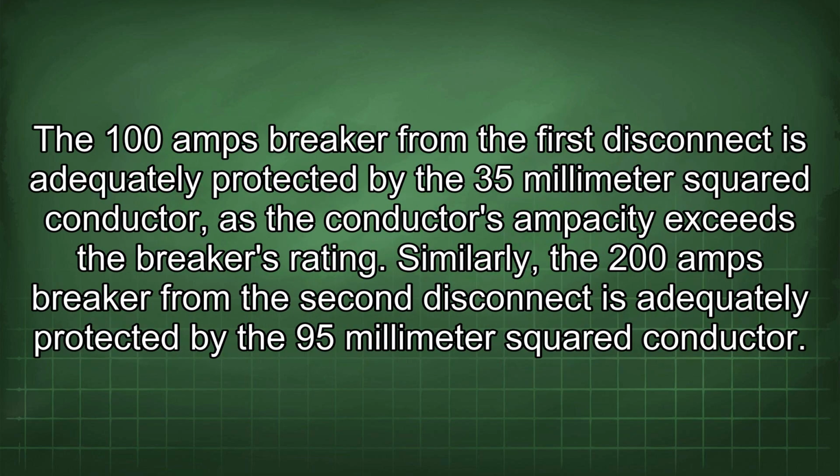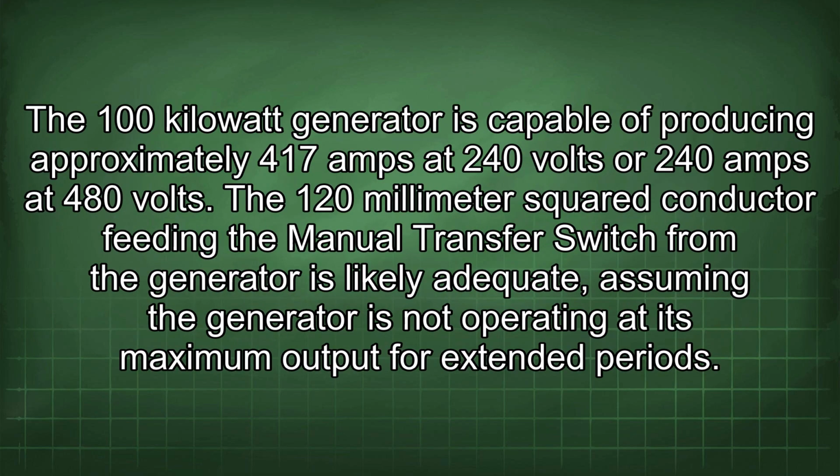The 100 amps breaker from the first disconnect is adequately protected by the 35 mm squared conductor, as the conductor's ampacity exceeds the breaker's rating. Similarly, the 200 amps breaker from the second disconnect is adequately protected by the 95 mm squared conductor. The 100 kilowatt generator is capable of producing approximately 417 amps at 240 volts or 240 amps at 480 volts.